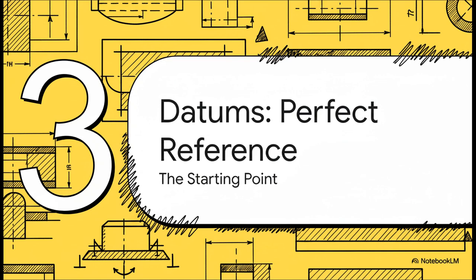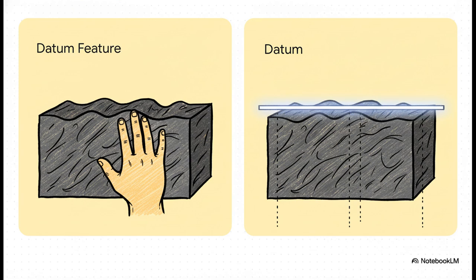Okay, so to build anything with precision, you need a starting point, right? A stable frame of reference. In the world of GD&T, that foundation is built on something called datums. Okay, this is a super important distinction. Imagine a slightly warped wooden table. The physical, uneven top you can actually touch. That's the datum feature. It's real, it's imperfect.